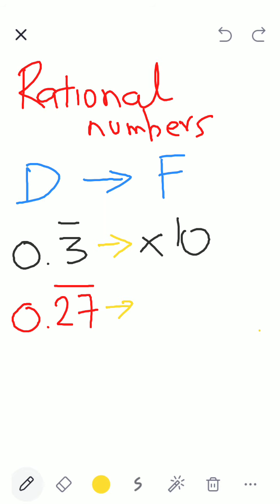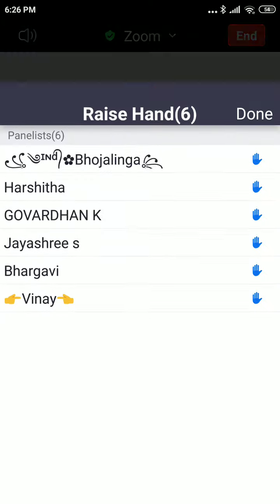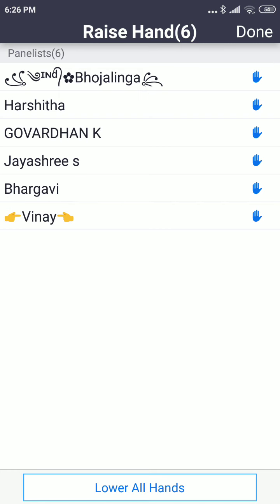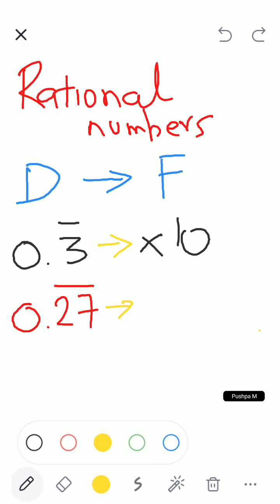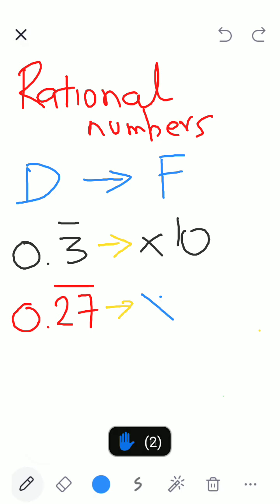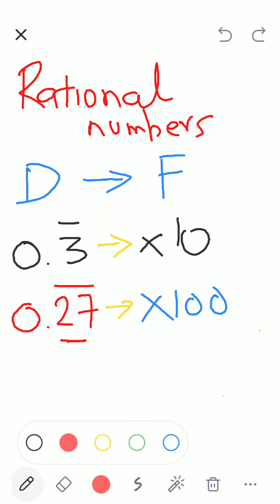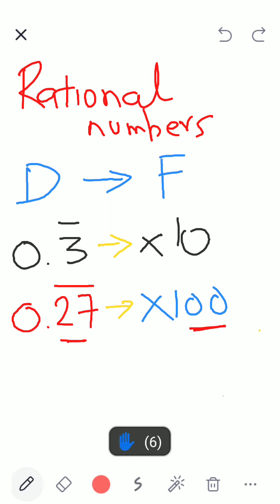Wait, raise your hands, children. Raise your hands. Then I'll be able to make out who's raising. Okay, Harshita. We will multiply by 100. Why? Two digits are recurring. So 100 has got two zeros. It's just a simple method I'm saying to follow. So by 100. Very nice.